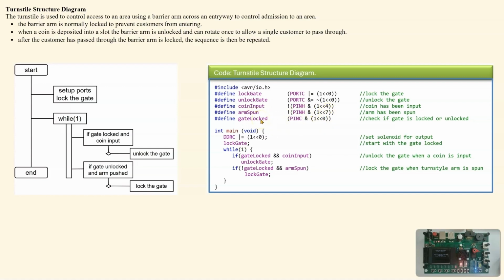Here I'm checking to see if the gate is locked by reading the output. So PIN C will look at the input, which is connected to the output of that port. I set bit 0 for output for DDRC. I lock the gate. While 1, if the gate is locked and coin input, unlock the gate. If the gate is unlocked and arm spun, lock the gate.